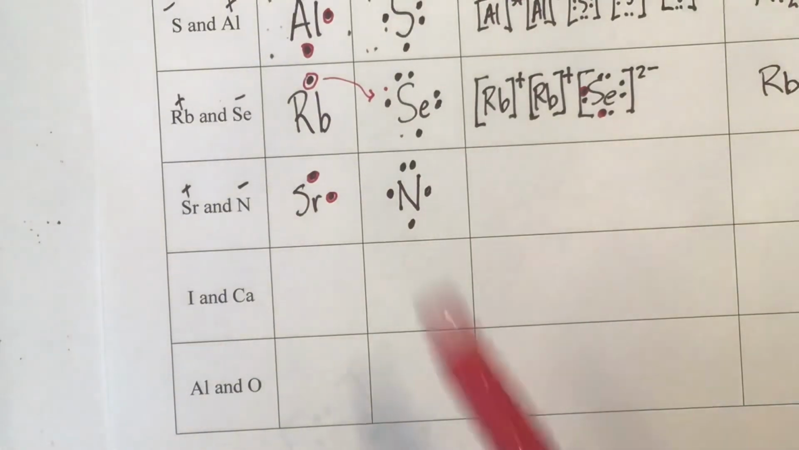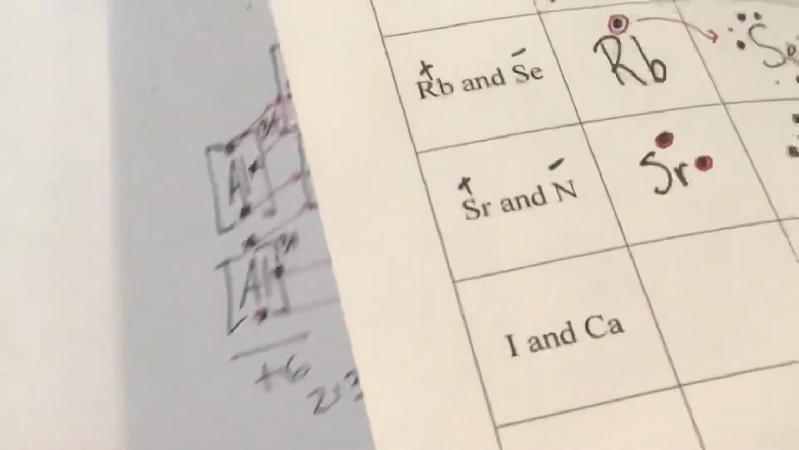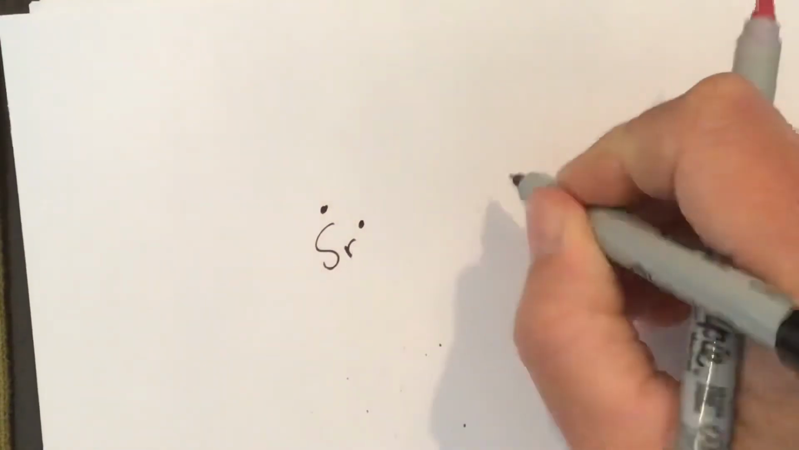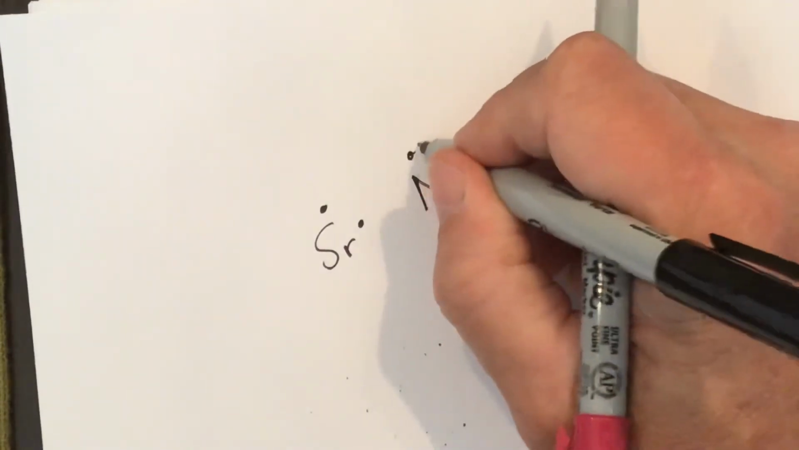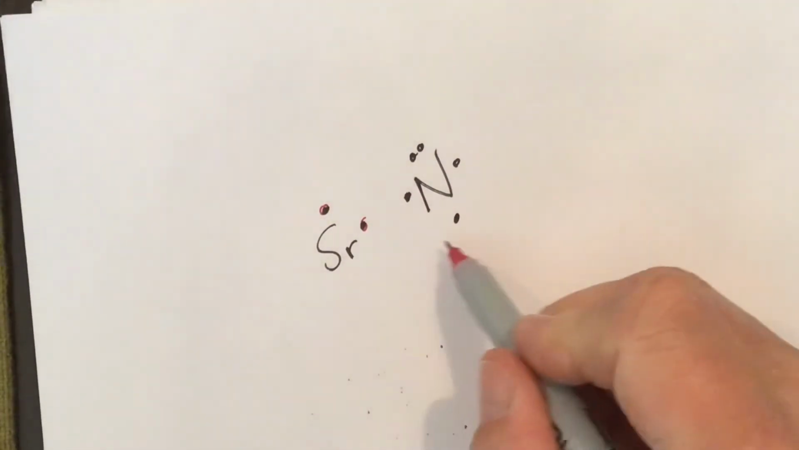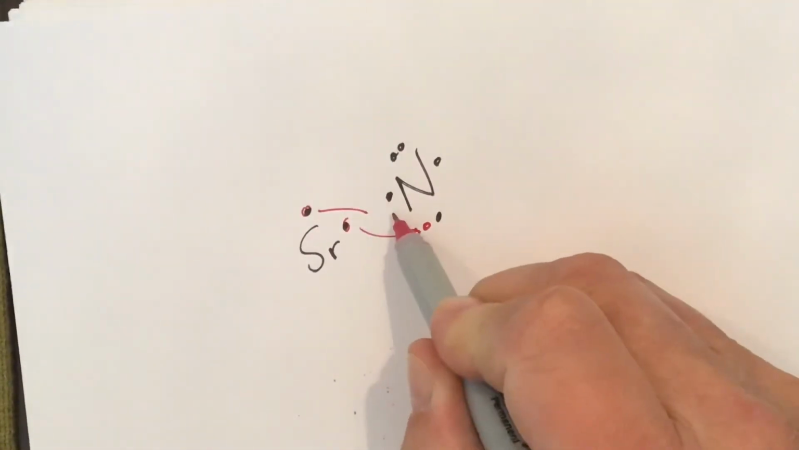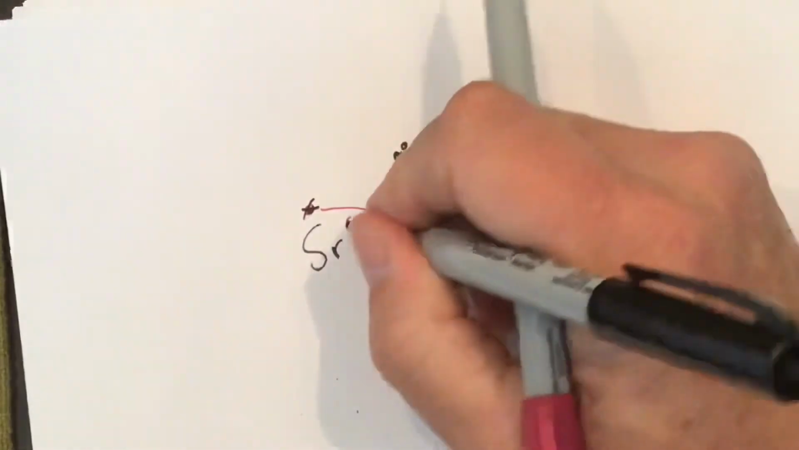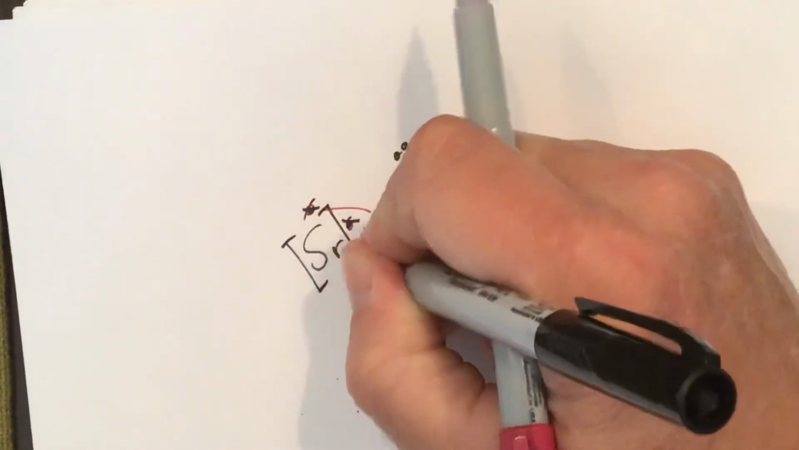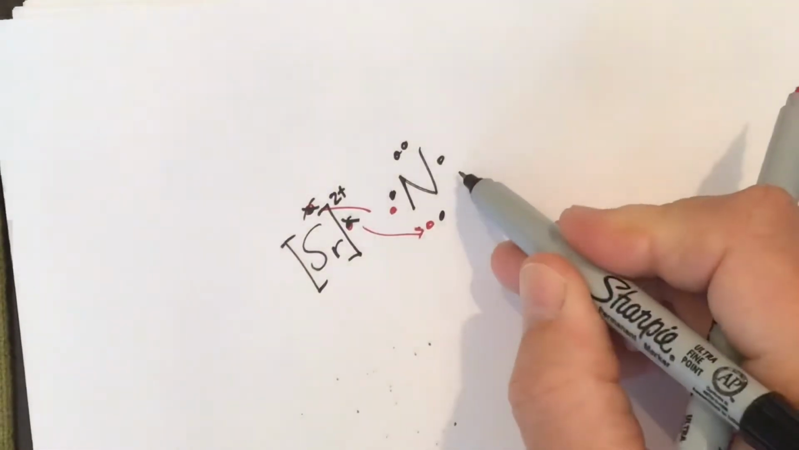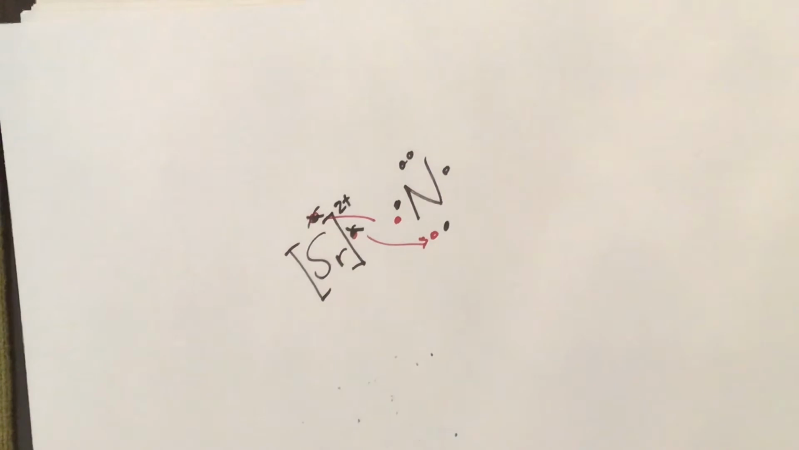Now we're going to kind of have the same story here as the aluminum and the sulfur. So I'm going to draw this one out for you. So here's our strontium with its 2 electrons, and here's our nitrogen, and it's going to need 3 electrons. And so we see that these 2 electrons, they're going to go there and there. So these are gone. This is now a strontium ion. It has a +2 charge.